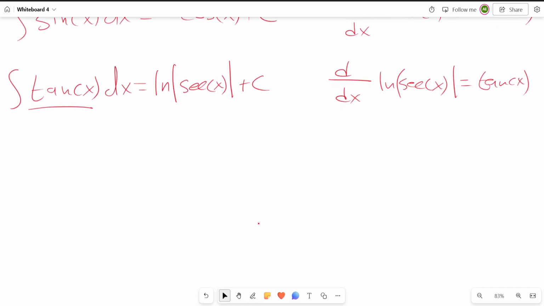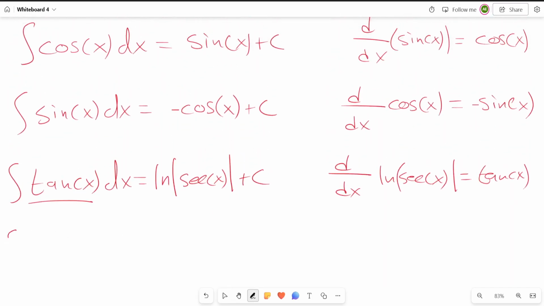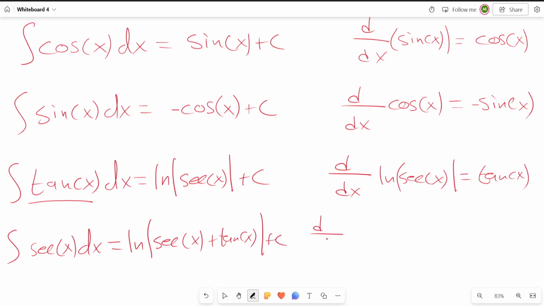Okay, continuing, let's do the integration of secant of x by dx. This is going to give me an answer of ln of secant x plus tan of x, all under the modulus, plus c. That means that the differentiation of this thing is going to give me back secant of x. So the differentiation of ln secant x plus tan x is going to give me back secant of x.